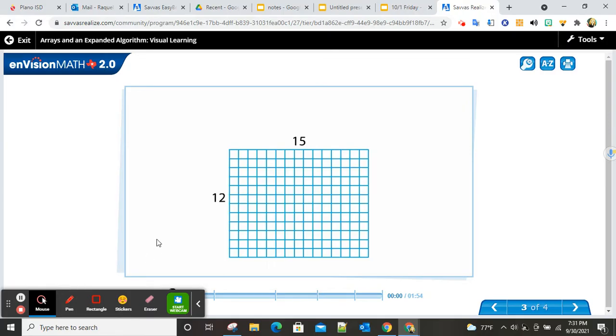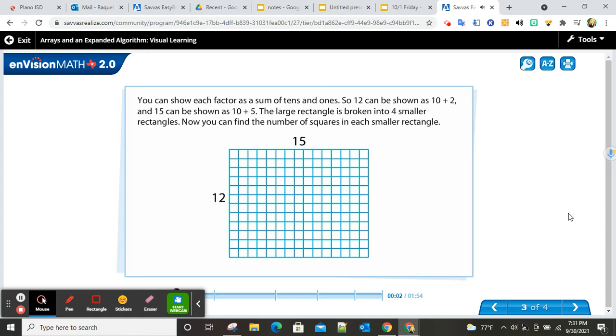Let's finish watching the video. You can show each factor as a sum of tens and ones. So, 12 can be shown as 10 plus 2, and 15 can be shown as 10 plus 5. The large rectangle is broken into 4 smaller rectangles. Now you can find the number of squares in each smaller rectangle.